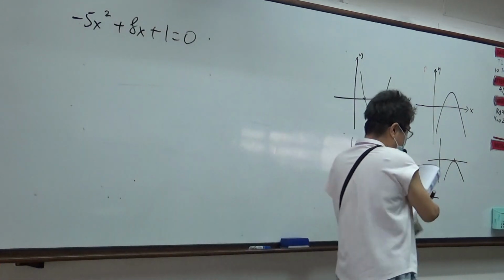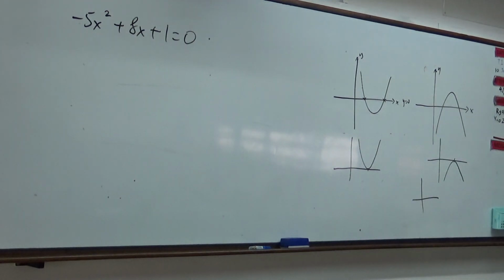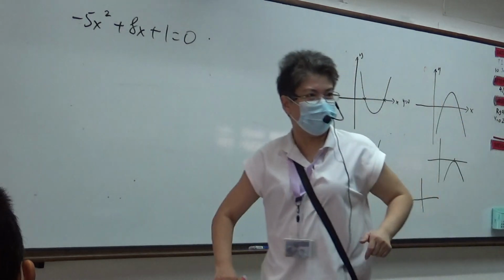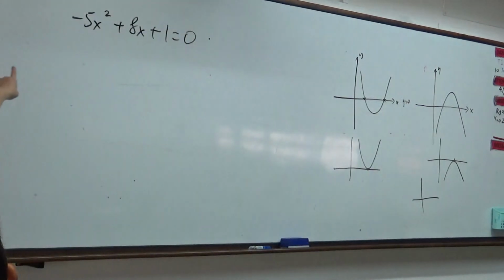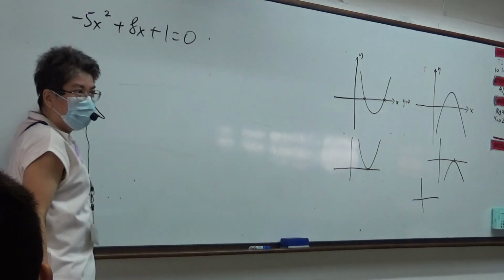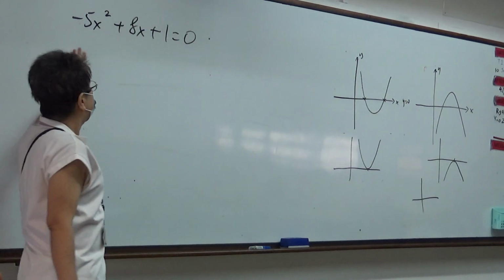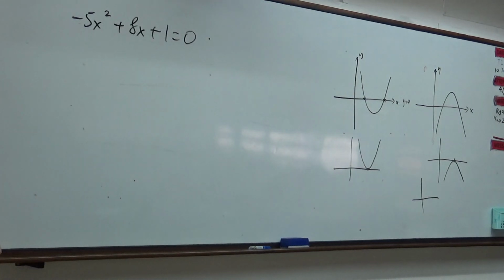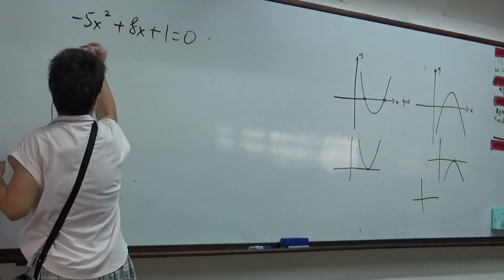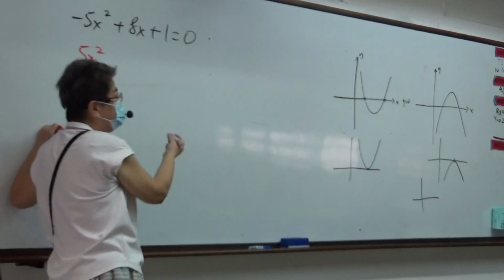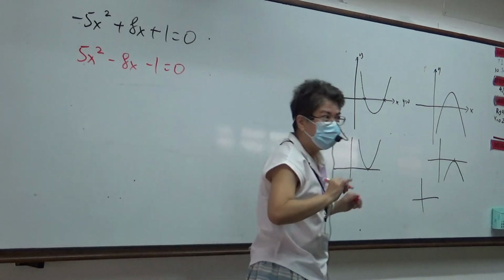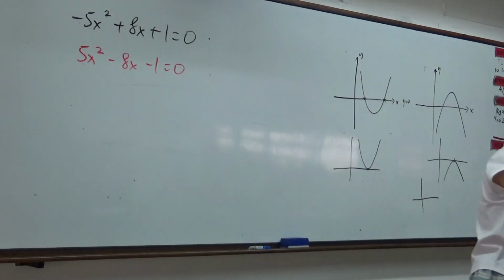Now, I want to tell you that there are actually 2 ways to do this. Can you see if you want to do it straight away, what is your A? Negative 5, right? What is your B? 8. What is your C? 1. Now, if I multiply throughout by negative 1 also can, right? So what do I get? 5x squared, negative 8x then, minus 1 equals to 0, right? It's still okay. The answers will be the same.